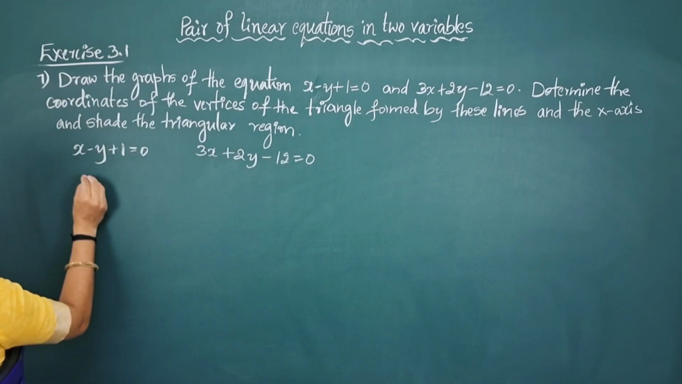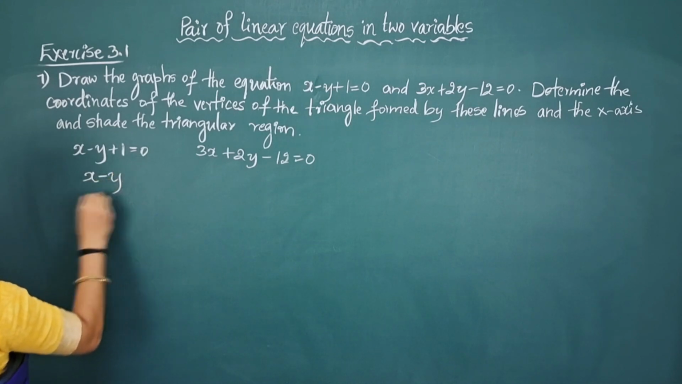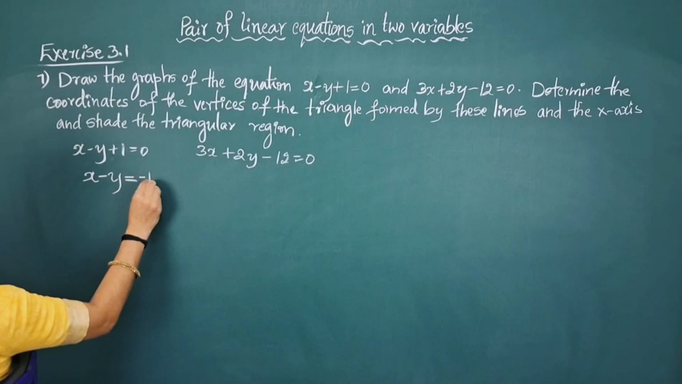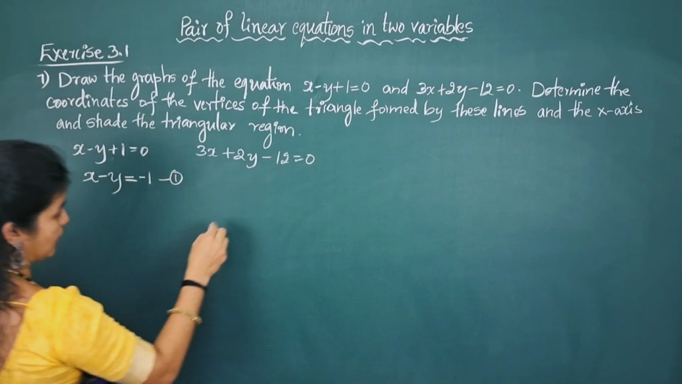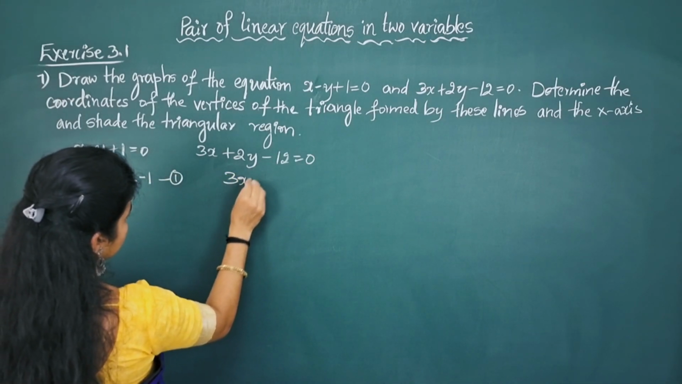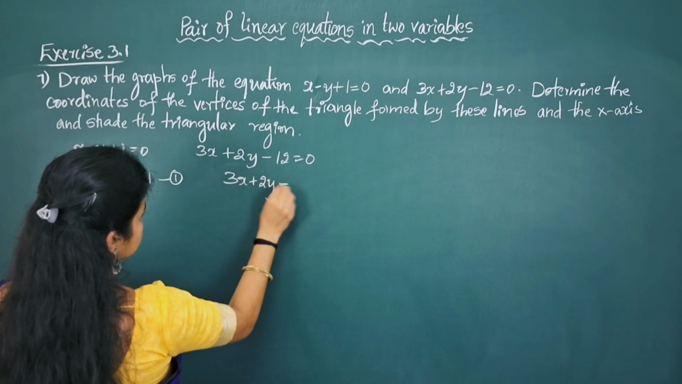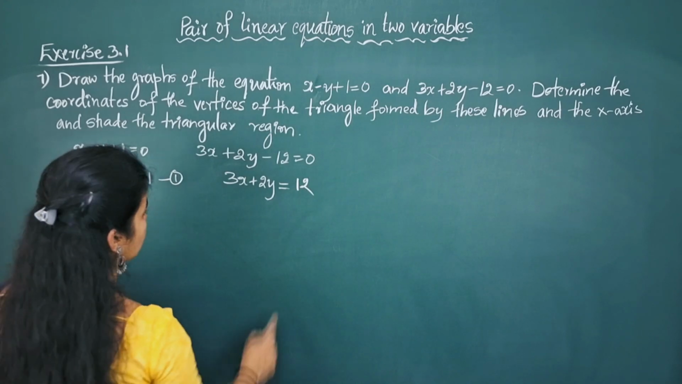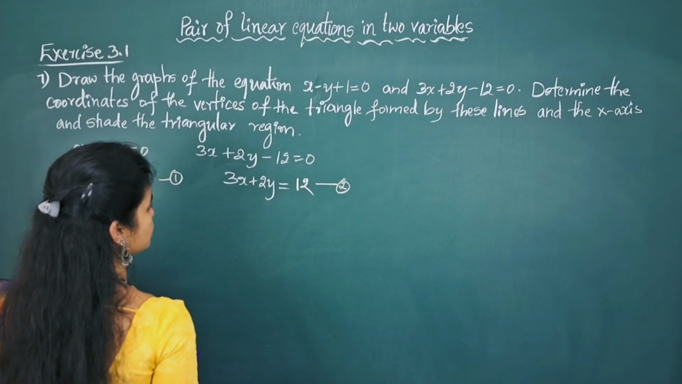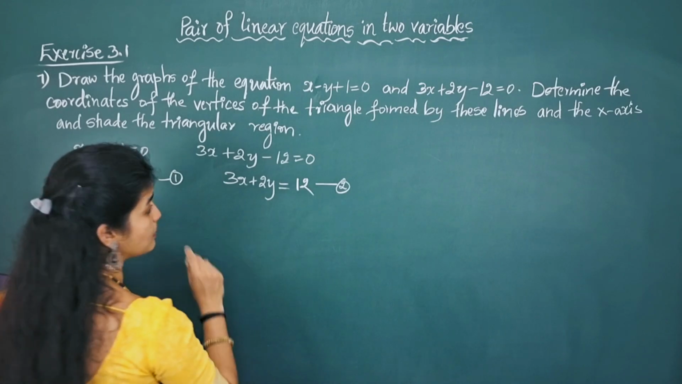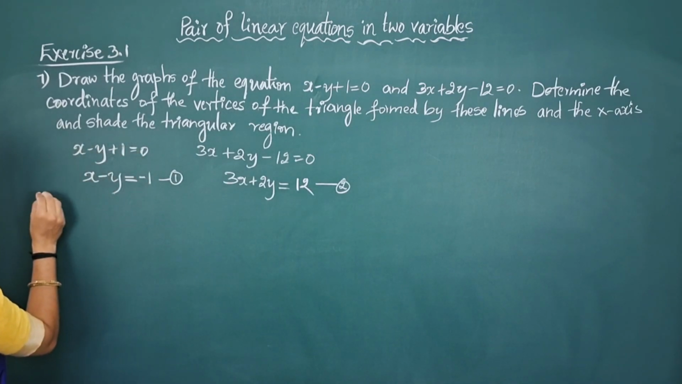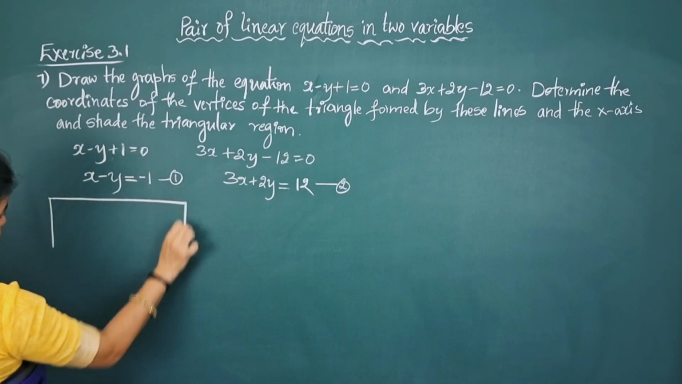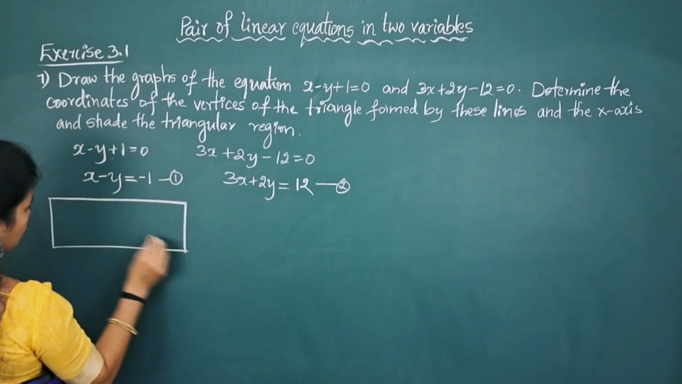So let us write this equation x minus y plus 1, when we shift it, this is equal to minus 1. Let us consider this as equation 1. Similarly here, 3x plus 2y is equal to minus 12, when we shift it to the other side, that becomes plus 12. Let us consider this as equation 2. Now let us write the table which helps us to draw the graph. For this equation, if I take the values for x and y.